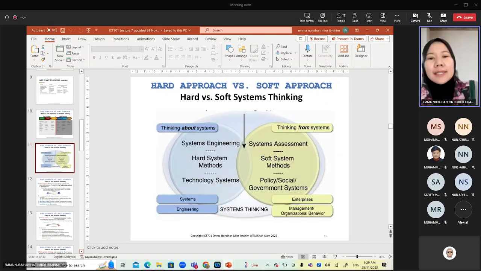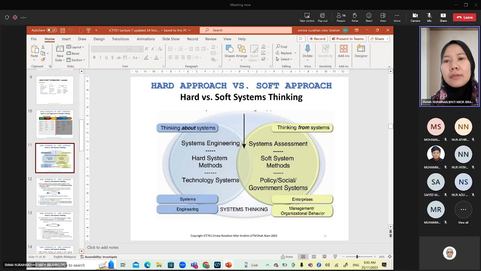Okay. Alright, so hard versus soft system thinking. Ini dalam perspektif of system thinking. Okay, so talking about system thinking, okay, hard ni kita akan relate kepada system engineering, technology system, hard system methods, ya. Thinking about the system.